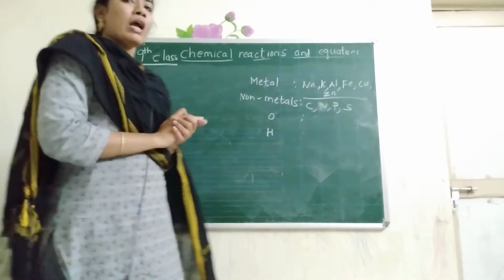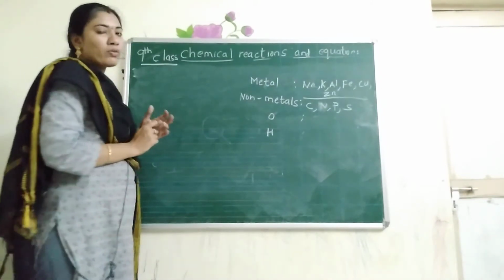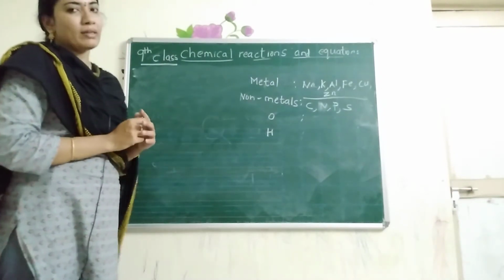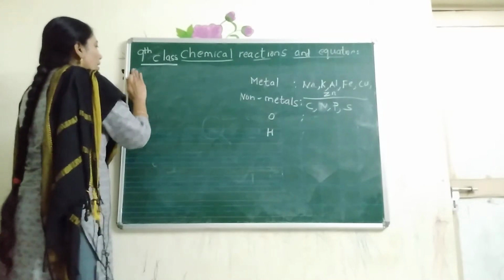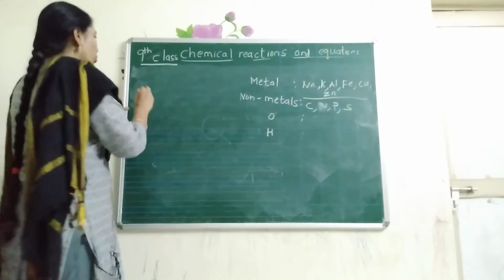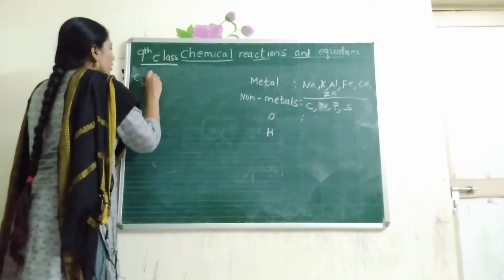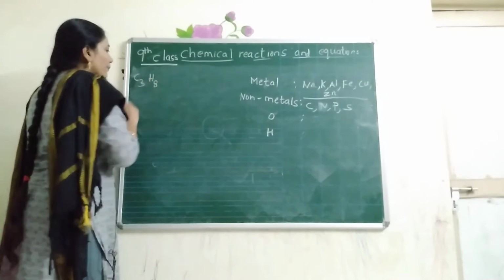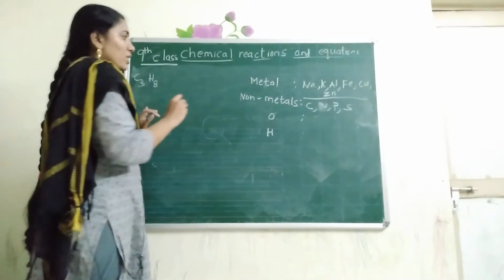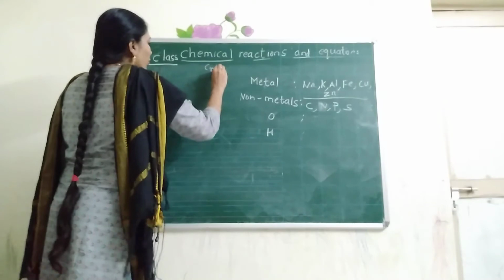Now I will balance one chemical equation by using this method. Let us see. Here I am saying, when propane, C3H8. You know the general formula for alkanes. What is the general formula for alkanes?